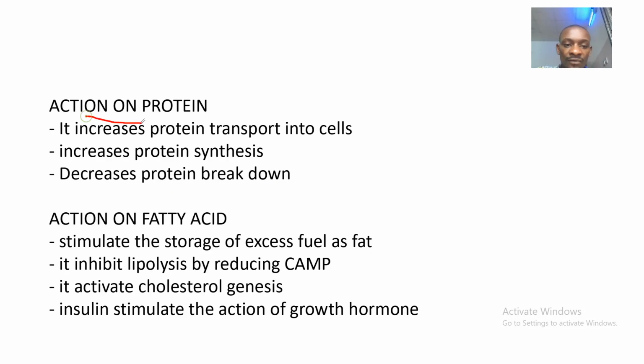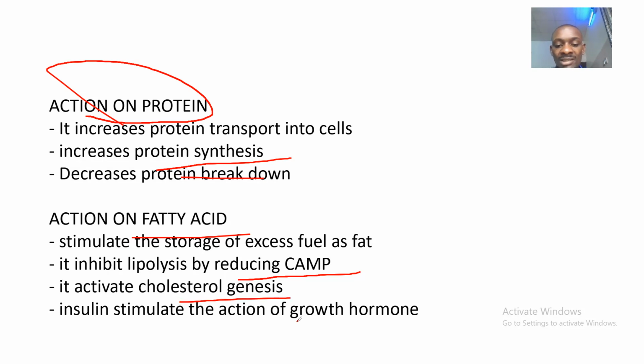What is the action of insulin on protein? It increases protein transport into cells. It increases protein synthesis. It decreases protein breakdown. What is the action on fatty acids? It stimulates the storage of excess fuel as fat. It inhibits lipolysis by reducing cAMP. It activates cholesterogenesis. Insulin stimulates the action of growth hormone.